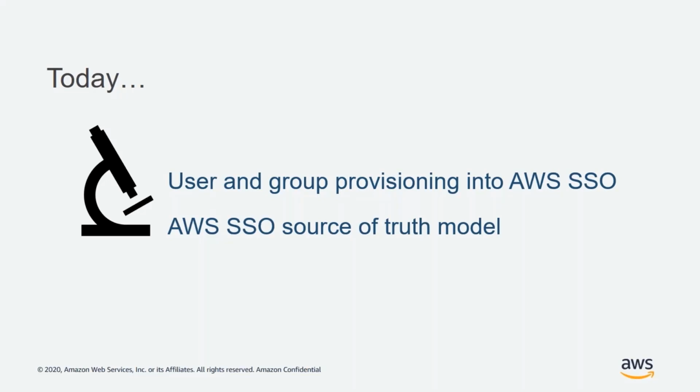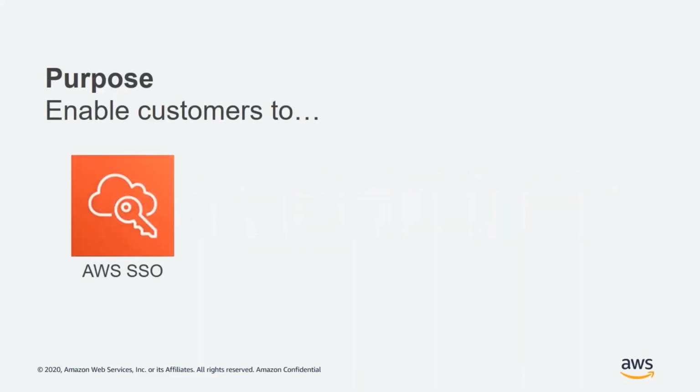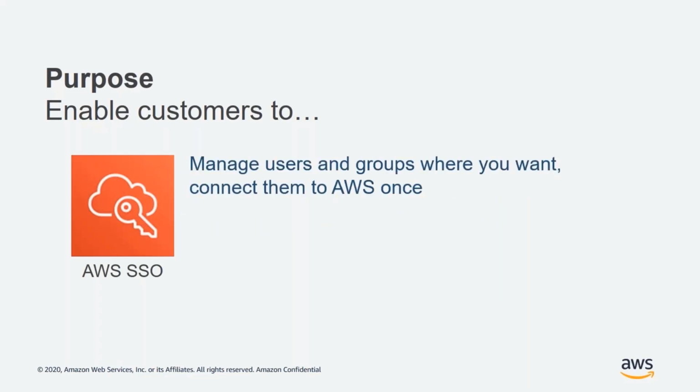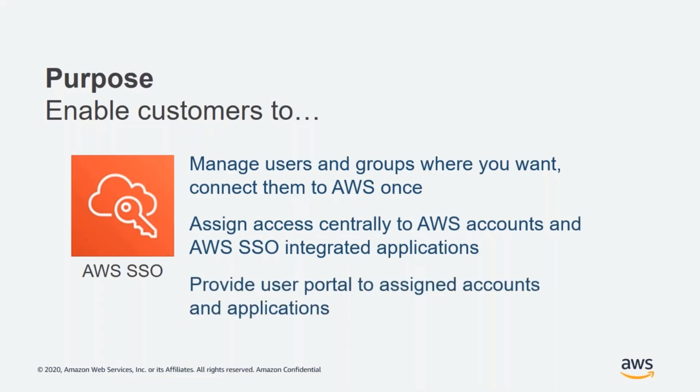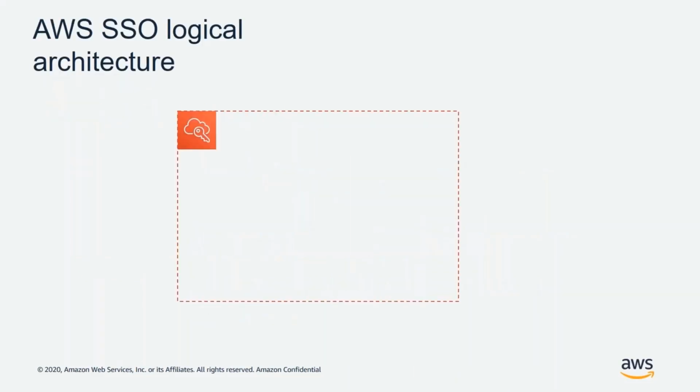To get started, let's first summarize what AWS SSO does and take a look at the logical representation of the AWS SSO architecture. The purpose of AWS SSO is to enable you to manage users and groups where you want and connect them to AWS one time. Assign your users and groups access to AWS accounts and AWS SSO integrated applications centrally, and provide a user portal where people sign in once to see and access all their assigned AWS accounts and roles and applications. Let's look at the logical architecture of the system.